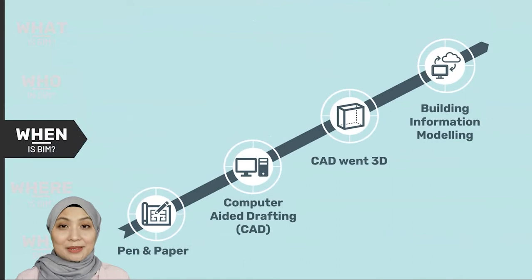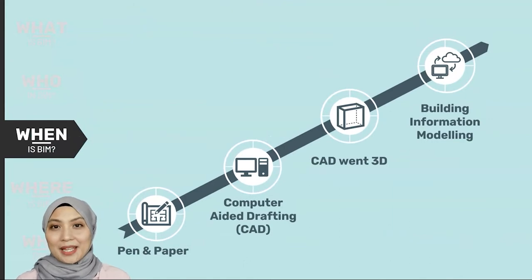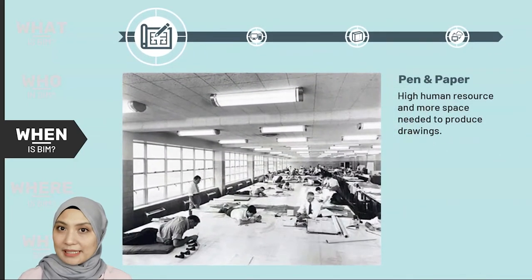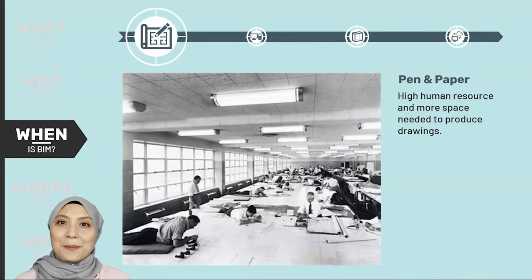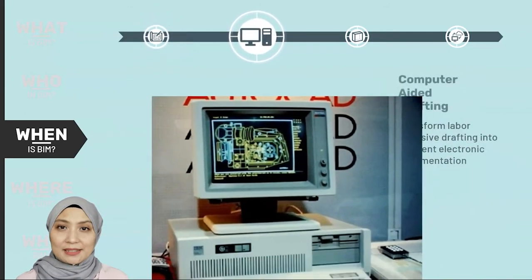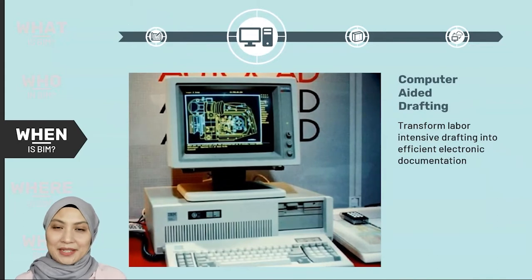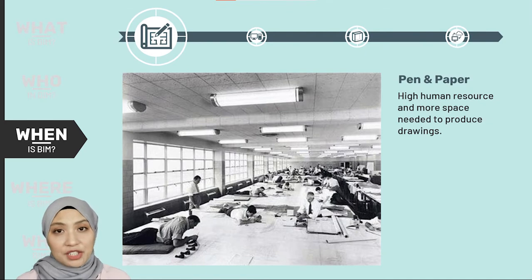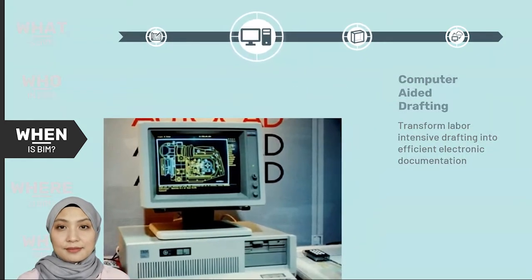When is BIM? Is BIM a new term? Previously, before we started to use computers in the workplace, drawing was produced manually using pen and paper. This way of working needs high human resources and more space to produce drawings. Then computers came. In the early 1980s, we started to use computer-aided drafting. We are able to transform labor-intensive drafting into efficient electronic documentation.